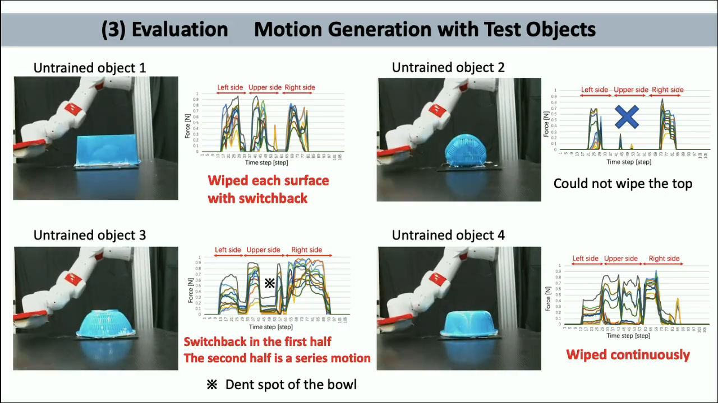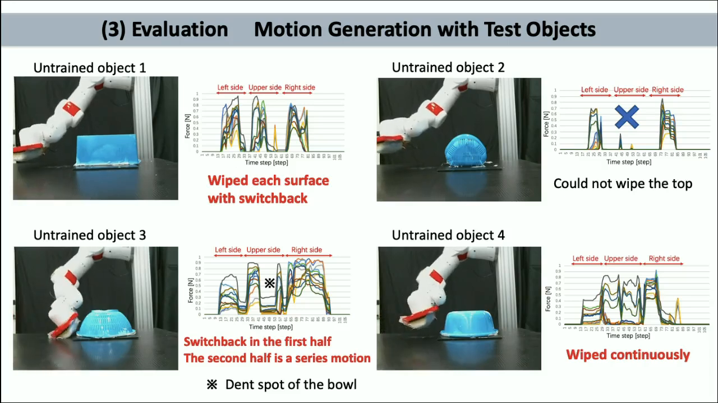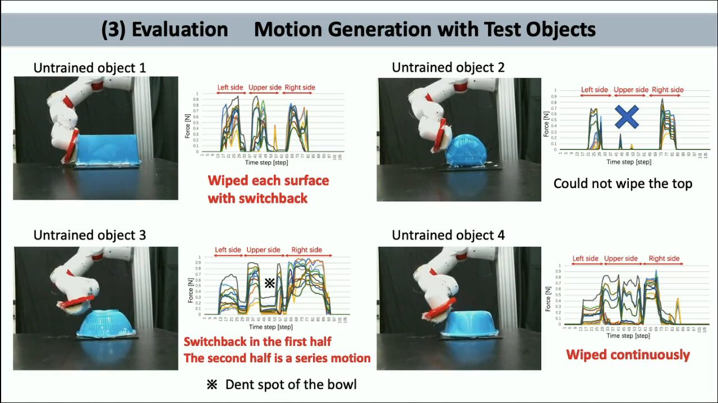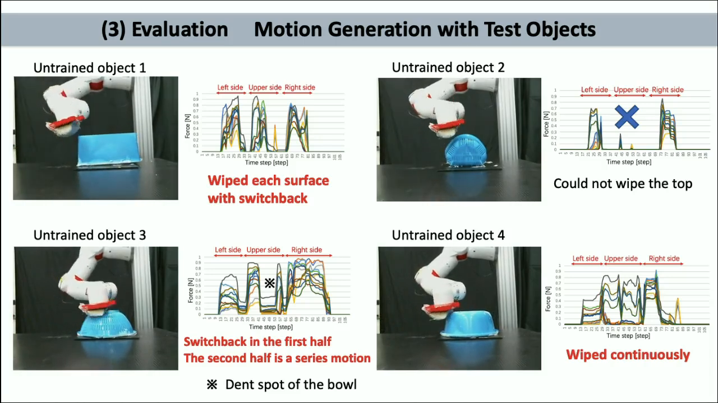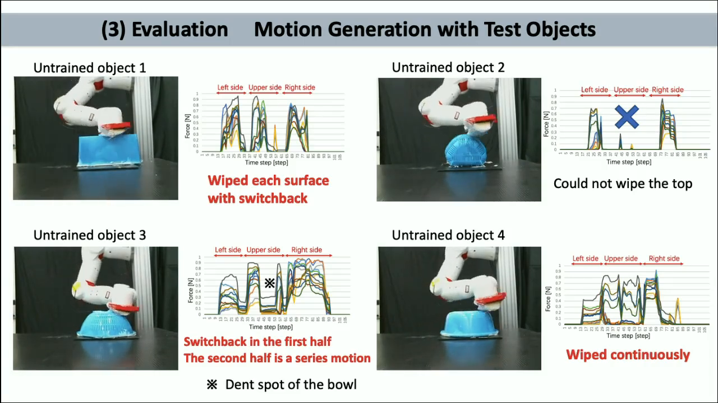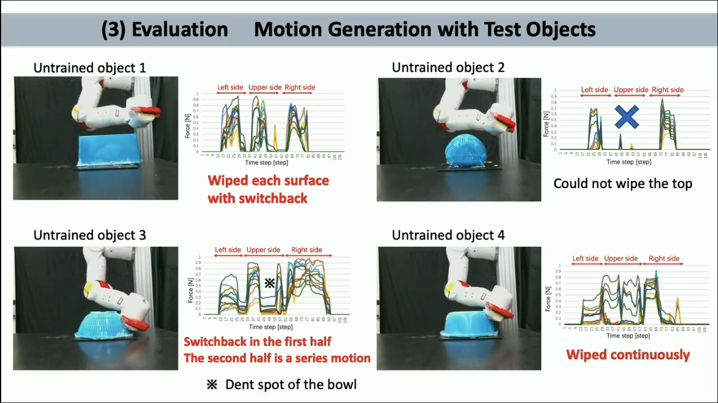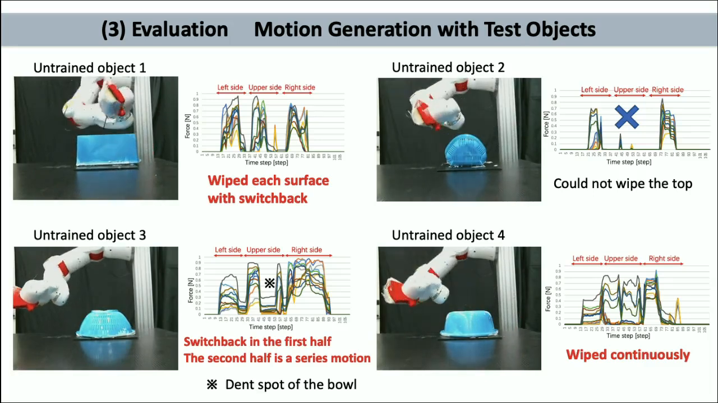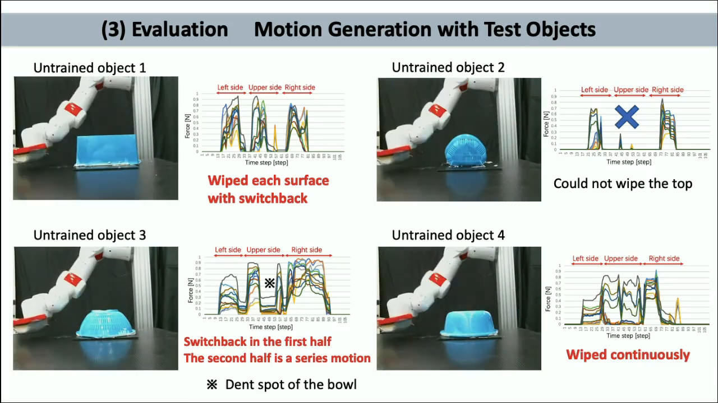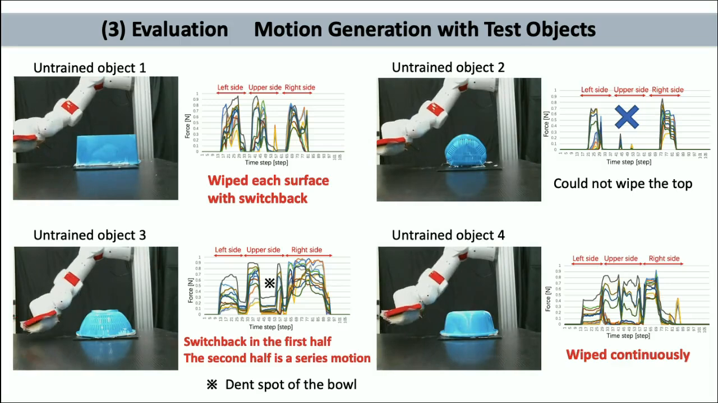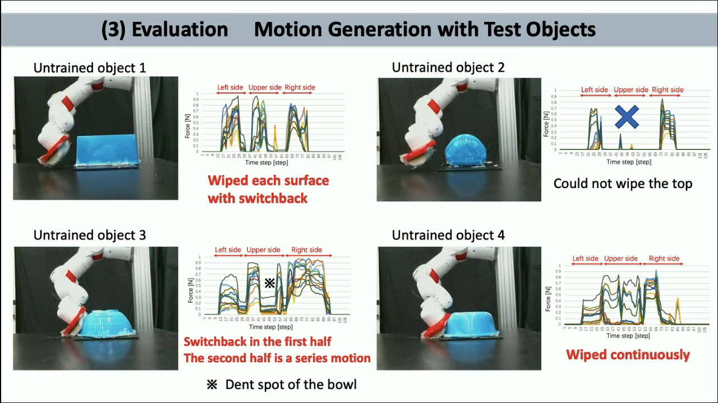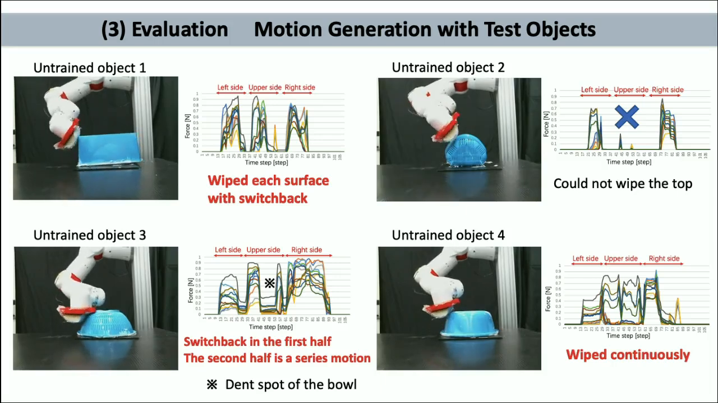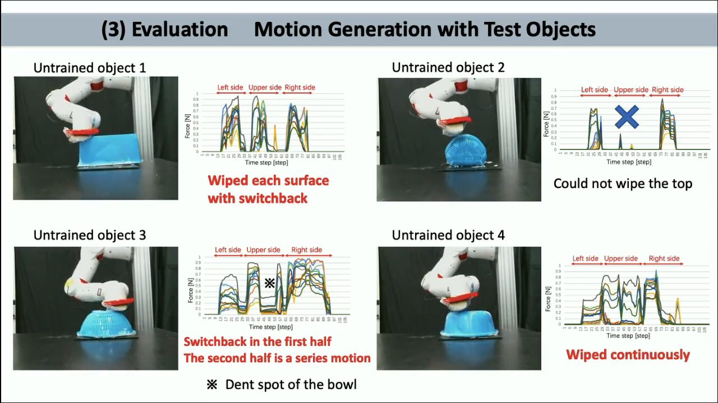Unfortunately, when the robot wiped untrained object 2, which has a triangular shape, the robot only touched the top of the object and failed in wiping the upper surface. However, every other surface was successfully wiped. The robot could wipe object 3 with a switchback in the first half and with series of smooth movement in the second half. That is, mixing the way to wipe cube and ball. And with untrained object 4, the robot could wipe it smoothly in a series of actions as a ball.